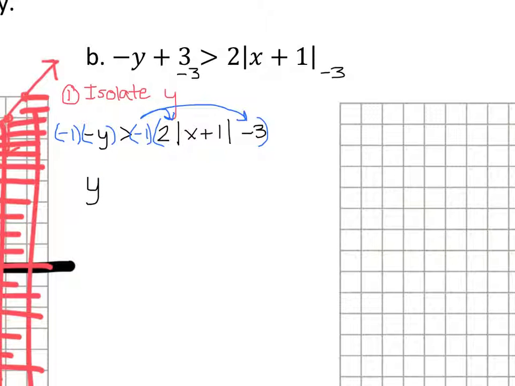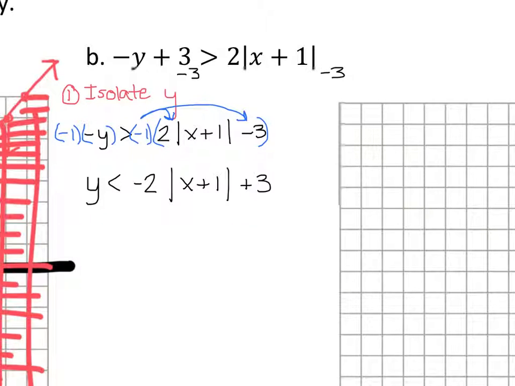So what happens to the inequality sign? It flips. Why did it flip? Because we multiplied by a negative. So we'll have negative 2 absolute value x plus 1 plus 3. You can't distribute into an absolute value. So just put whatever you feel like is supposed to go in there, just put it in the front. Okay. Whew, step 1 is done.